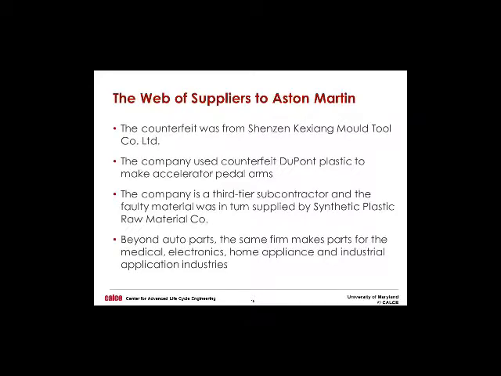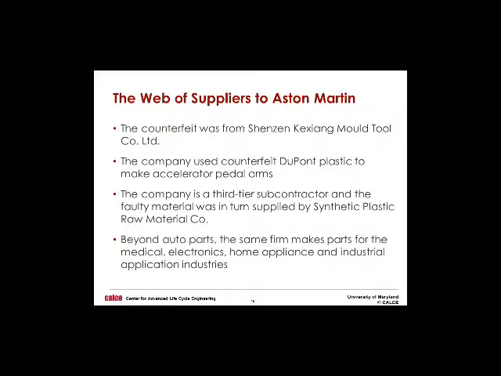Now, I'm not a lawyer to say that it is counterfeit, so its claim is that it's counterfeit, but look at the bottom: beyond the auto parts, the same firm makes parts for medical, electronics, home appliance, and industrial application industries. So even if it is not a counterfeit and just an honest mistake, the result can go across many different industries. And the real issue now is to manage your supply chain and know where it's coming from.